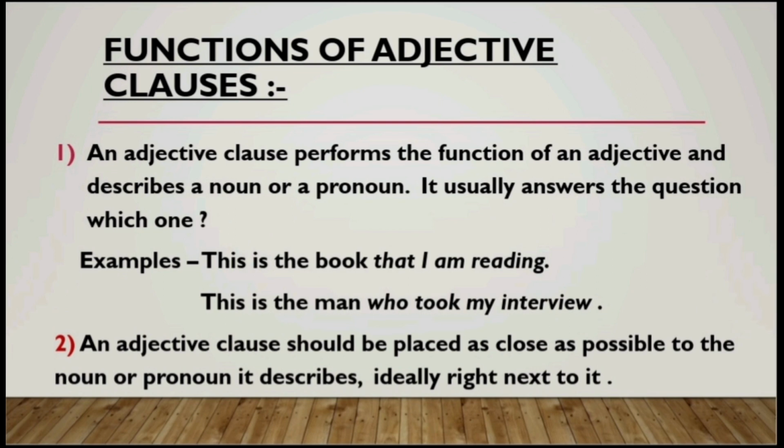The next point is, an adjective clause should be placed as close as possible to the noun or pronoun it describes, ideally right next to it. So point number 2 is saying what the construction of an adjective clause is. Basically, an adjective clause should be placed as close as possible to the noun or pronoun it is describing, and ideally it should be placed right next to it.